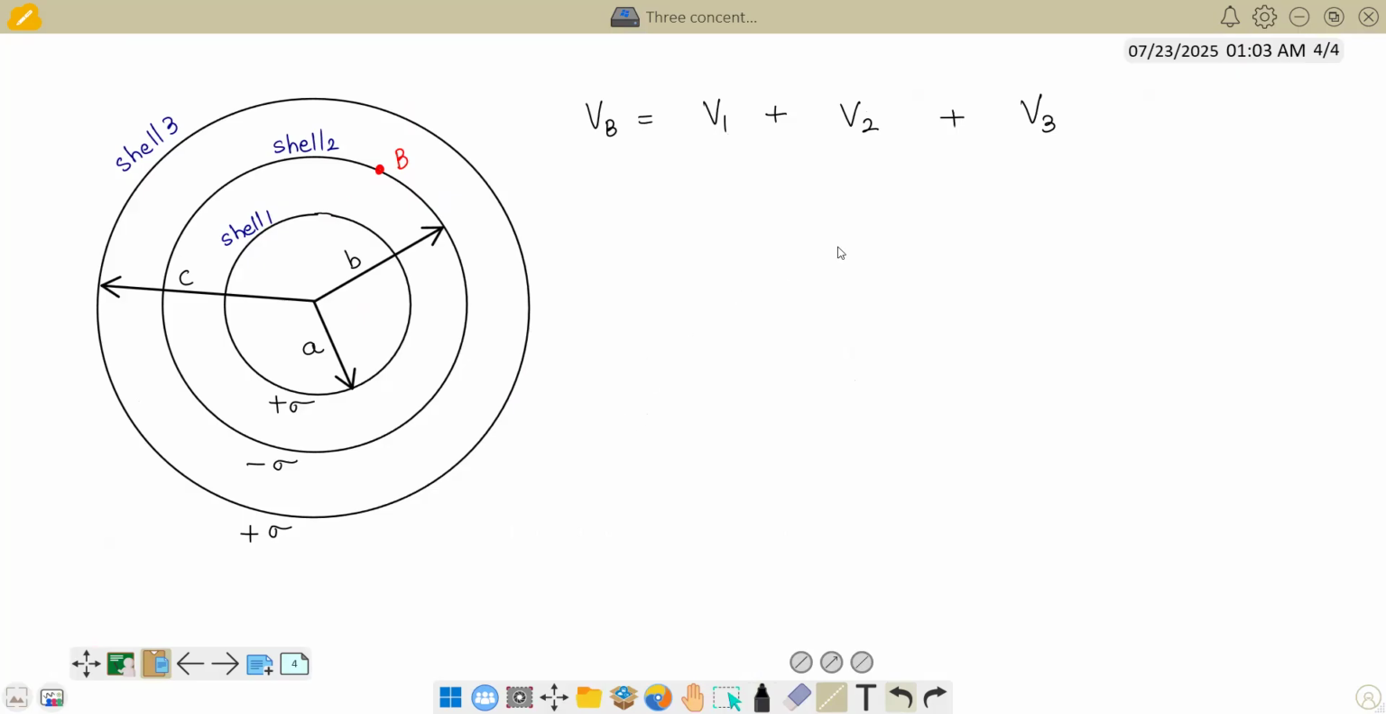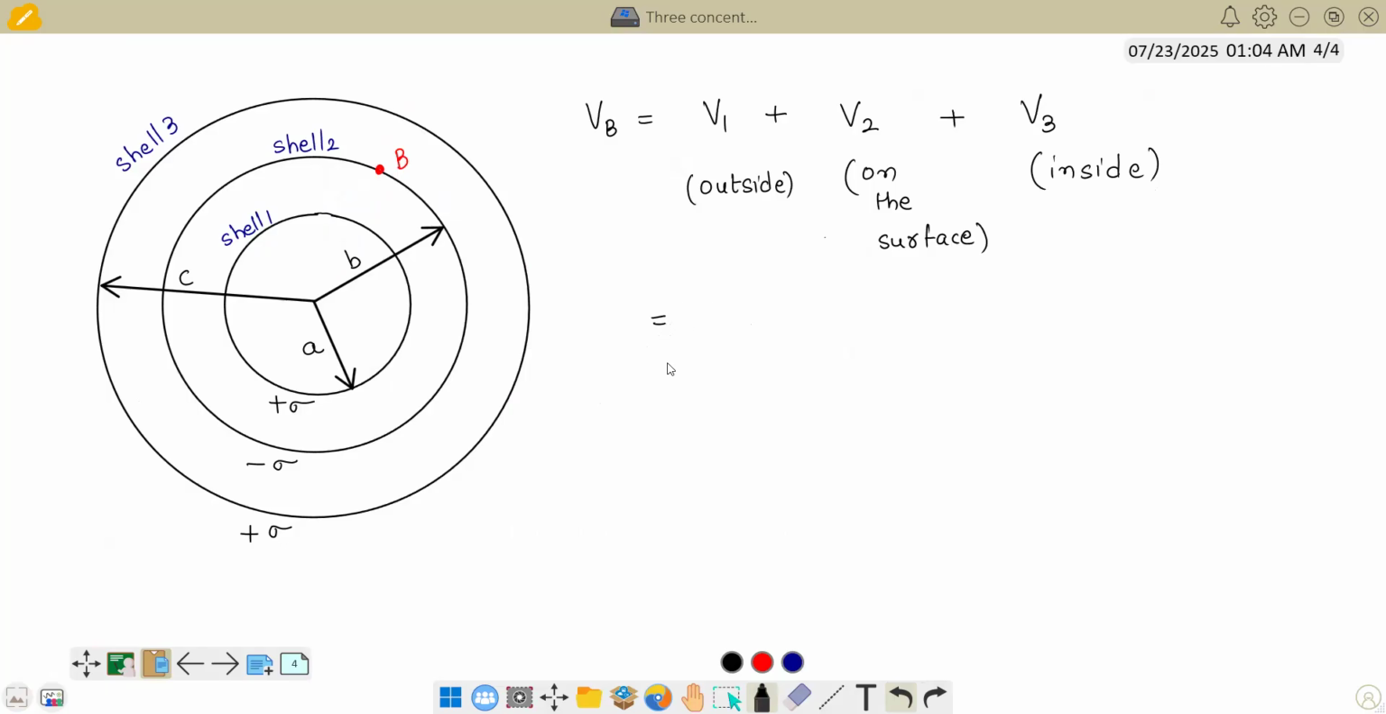So first let us see shell 1. If I start from the center and go to this point, we are crossing the shell 1 and reaching this point. That means this point B is outside shell 1. Where is this point B located for shell 2? It is located on shell 2, so we can write on the surface. Then what about shell 3? You can see the point B is located inside shell 3. We still did not reach the surface of shell 3, so it is inside.